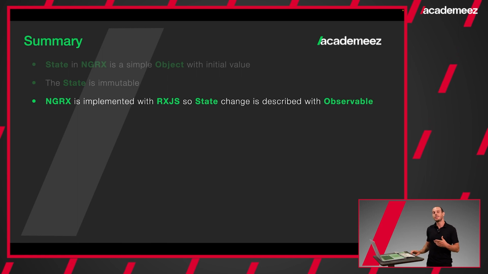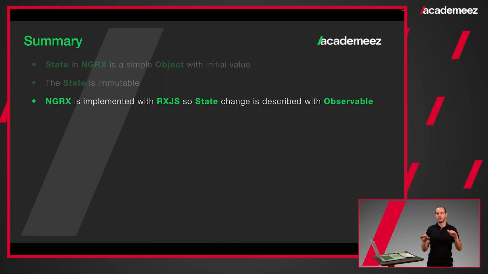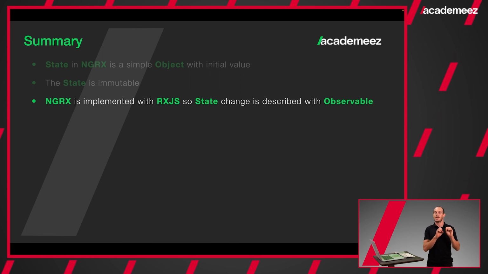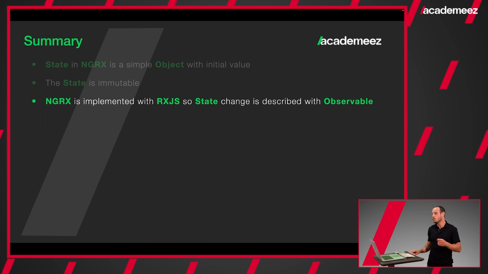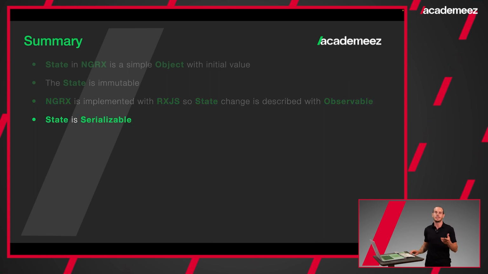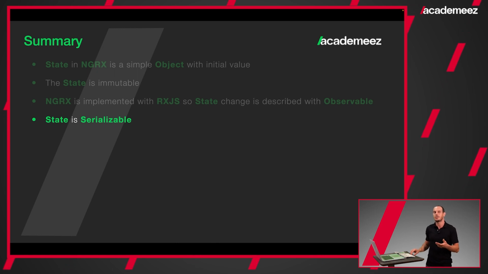NGRX is implemented using RxJS. So imagine NGRX like an observable which emits a state every time the state is changed. So it emits the initial value, then emits counter 1, counter 2. It emits the new state every time the state is changing. State should be serializable. So don't store class instances, don't store functions in your state. Try to make it serializable with primitives and with objects and arrays containing primitives.